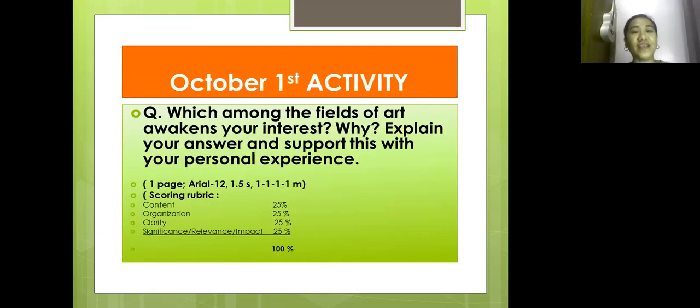But I will never forget our activity. My scoring rubric would still be the same. The technical aspect of the paper would still be the same. I have here a question for your activity relative to this discussion we have today. Which among the fields of art awakens your interest? Choose one. Why? Explain your answer and support this with your personal experiences.